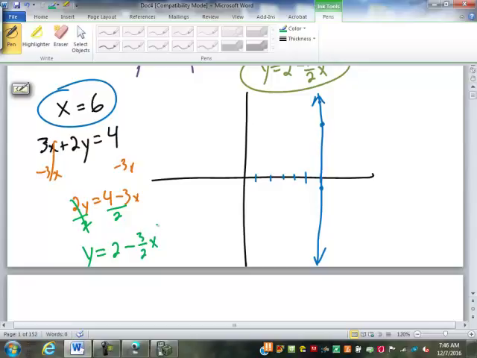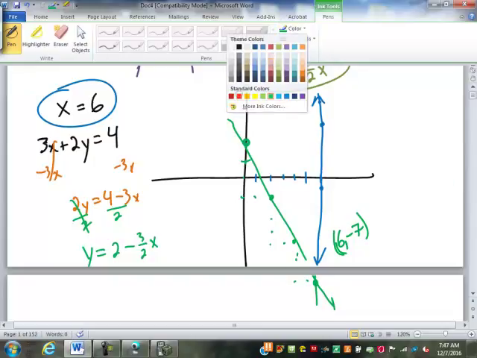Okay? How do we graph it? Start at 2. Down 3 over 2. Down 3 over 2. Down 3 over 2. What's our solution there? 6, -7, I believe, right?